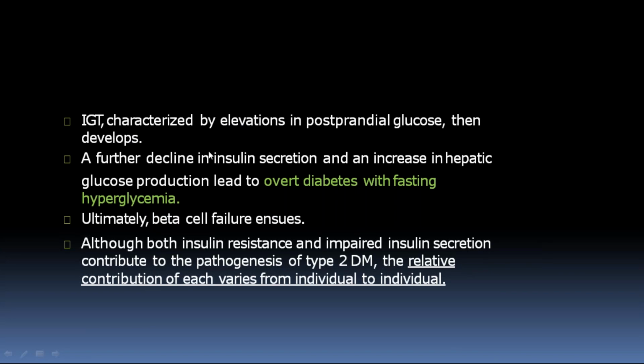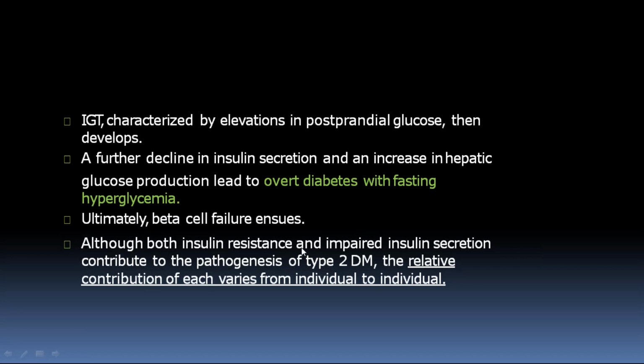Then develops a further decline in insulin secretion, and an increase in hepatic glucose production leads to overt diabetes with fasting hyperglycemia. Ultimately, the beta cell failure ensues. So over years, ultimately the patient will require insulin, as told in the earlier table.